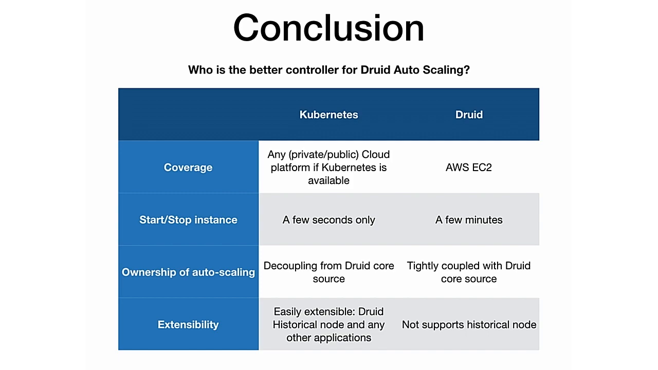For these 4 reasons, I strongly believe that autoscaling in Kubernetes is more prominent compared with the feature of Apache Druid autoscaling.